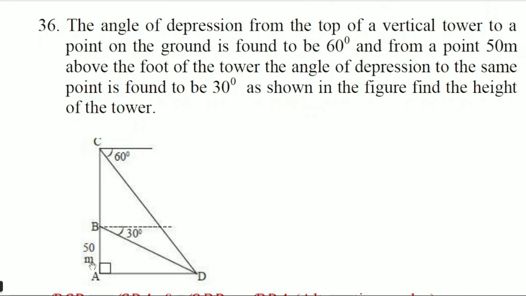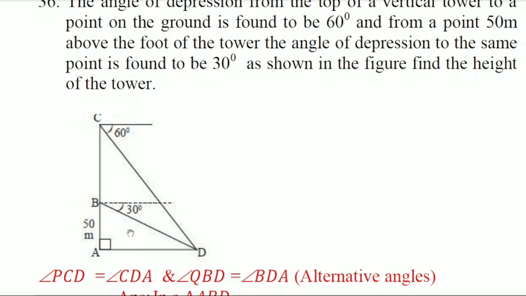Here there is a formation of angles of depression, here 60 degrees and here 30 degrees. Here they have given the length of AB. How much is AB? AB is 50 meters. That means from the ground it is 50 meters. Here there is a formation of angle that is 30 degrees. Here we can observe that angle C equals angle D and angle B equals angle D. Both are alternate angles.